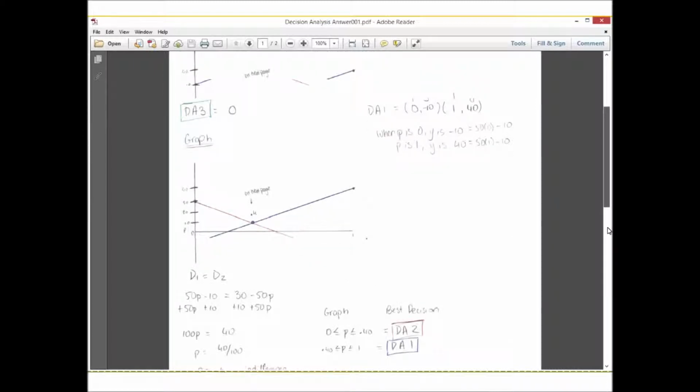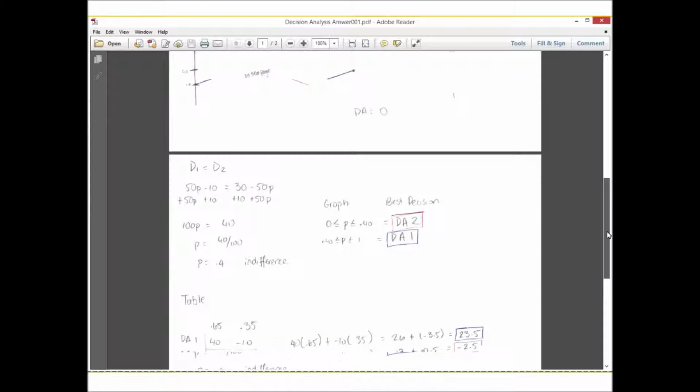So what we do is we set D1 equal to D2. We set the two slopes equal to each other to find when they intersect. So 50p minus 10 equals 30 minus 50p. We do simple algebra, and you come out to get p is 0.4. This is the indifference point. When p is equal to 0.4, it doesn't matter if you go with decision 1 or decision 2. And then based on that, I'm able to do a graph and label it correctly.